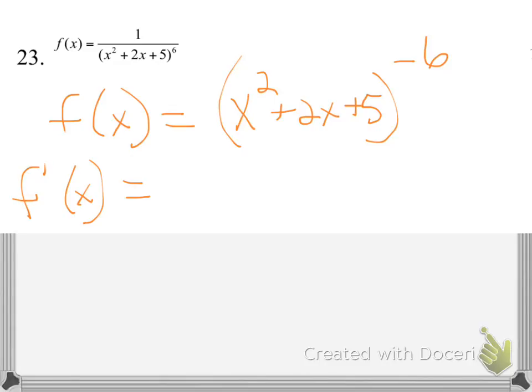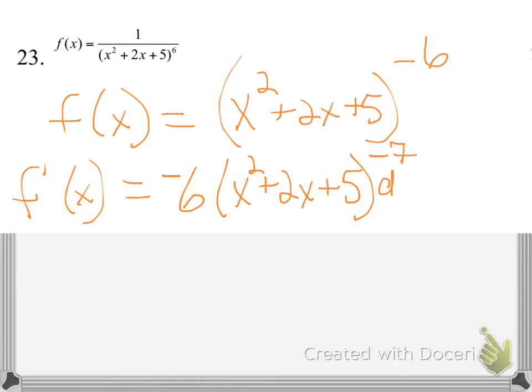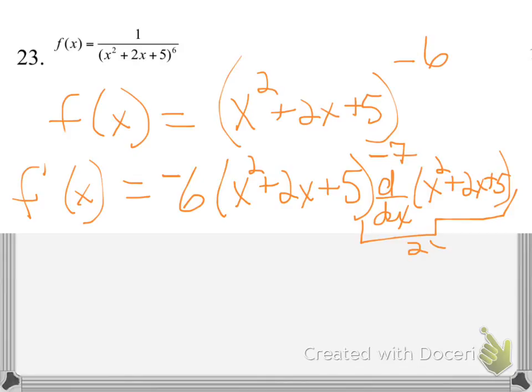Taking the derivative now, I want to use the power rule. Bring down your negative 6. Whatever you have in here, just bring it in the way it is, and then go more negative by 1, so that makes that negative 7, and then you're going to take the derivative of what was inside, which was x squared plus 2x plus 5. Okay, this derivative right here will be 2x plus 2.